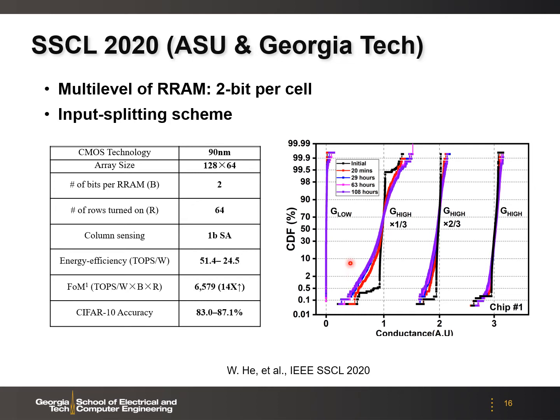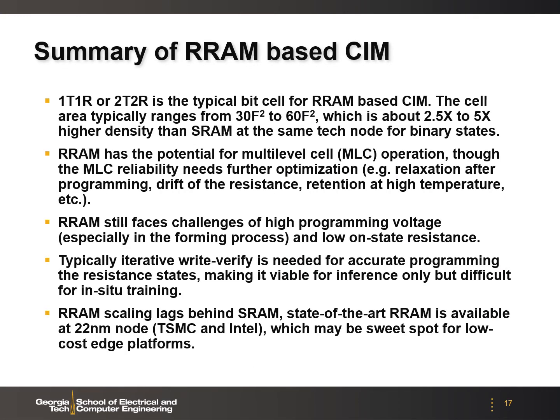This is due to the relaxation effect of the RRAM states. But still, even after 10^8 hours, we retest the accuracy for the inference. Still, good accuracy can be expected. With this scheme, we can further improve the energy efficiency almost twice as the 1 bit per cell design in the previous slide. Let's have a quick summary for RRAM-based computing memory.